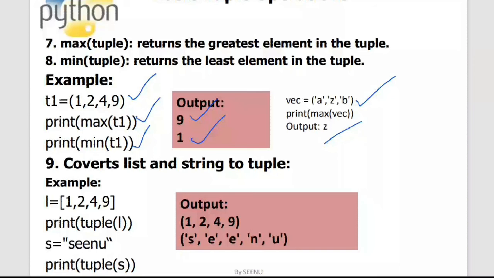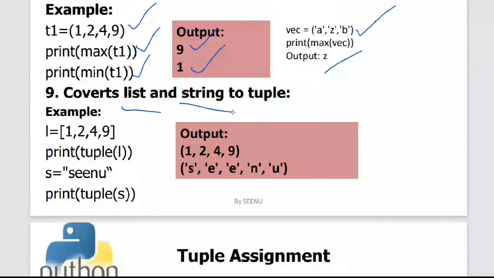So here I have taken a list, because you can see I have given it in square brackets, and then I'm saying tuple and passing this list as an argument into this tuple. This is what is called explicit conversion. As soon as I passed this L into the tuple, the list has been converted. You can see in the output, you got 1, 2, 4, 9 in parentheses. When they have parentheses, it means that it is a tuple.